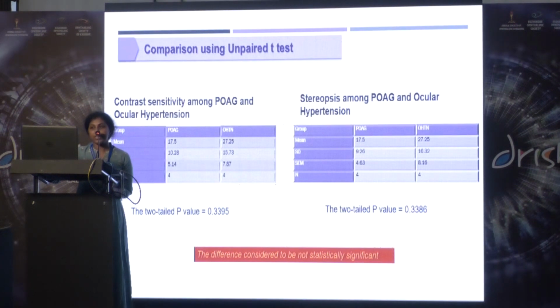In my study, comparison was done using unpaired t-test, for comparison of contrast sensitivity among POAG and ocular hypertension and comparison of stereopsis among POAG and ocular hypertension. The difference came to be not statistically significant.